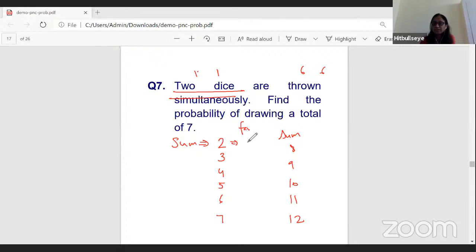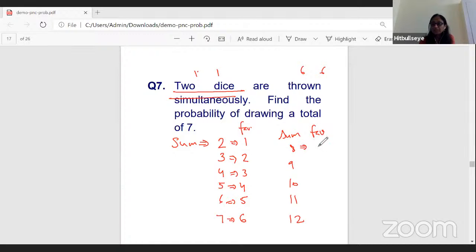I'm writing the favorable cases now. For a sum of 2, the favorable case will only be 1. For a sum of 3, there will be 2 favorable cases. For this, there will be 3 favorable cases, 4 favorable cases, 5 favorable cases, and for this one, there will be 6 favorable cases. Now the number of favorable cases will start reducing.